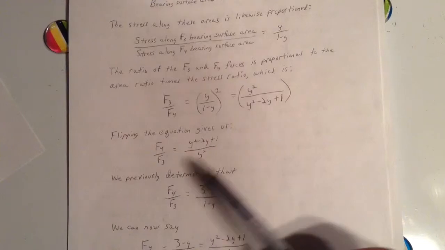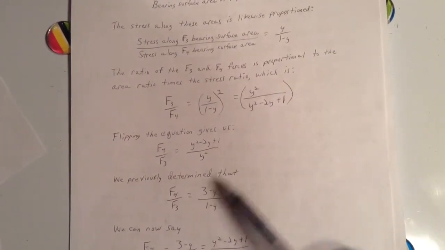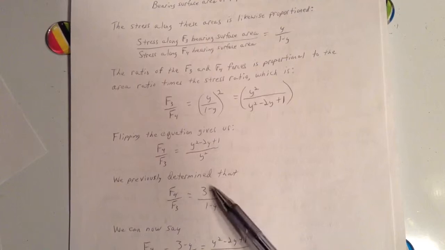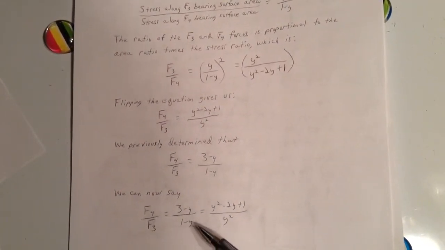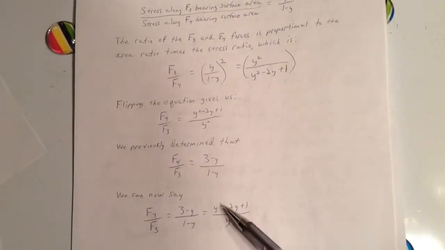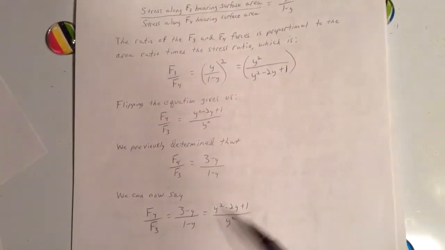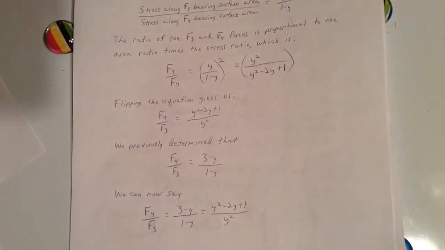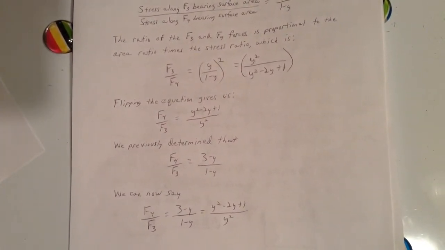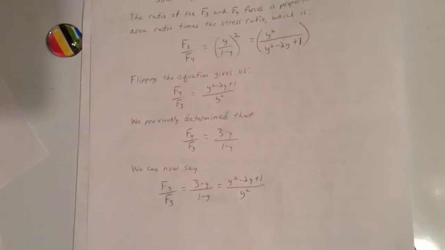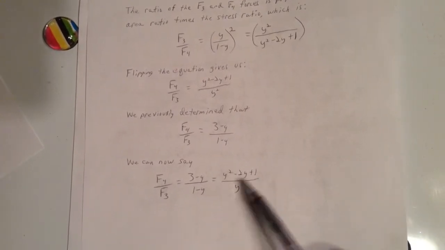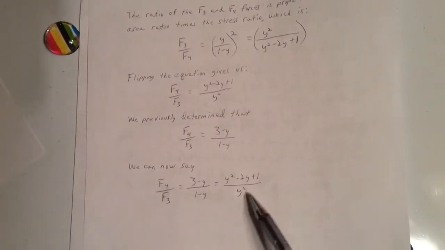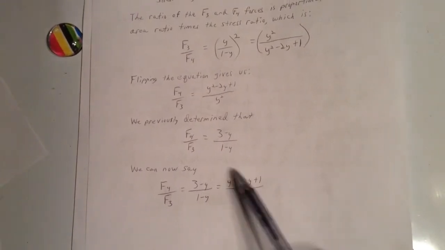So if F4 over F3 is equal to that, and if F4 over F3 is also equal to that, then that is equal to that. So let's set that up. We'll put that right here. 3 minus y over 1 minus y equals that, y squared minus 2y plus 1 over y squared. If that over that equals that over that, then that times that equals that times that.